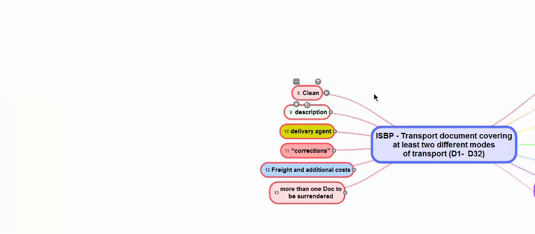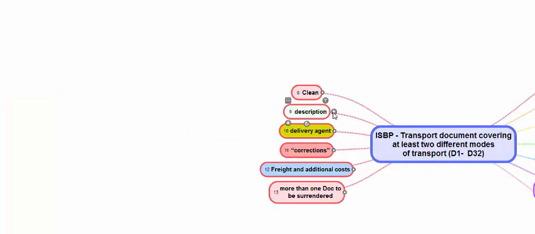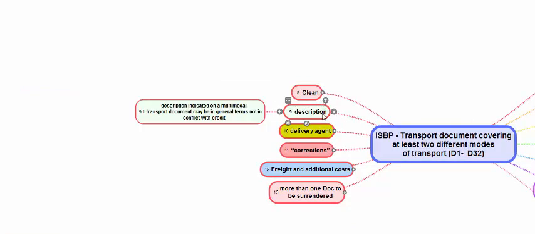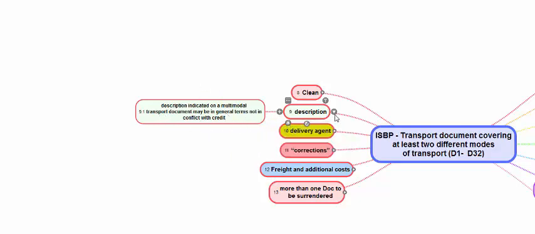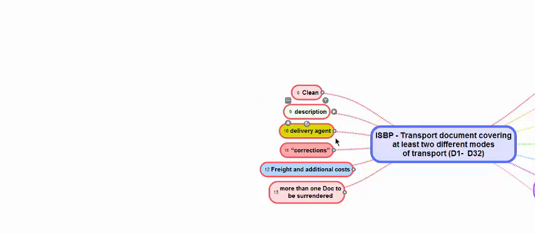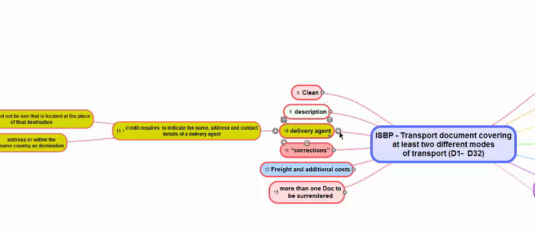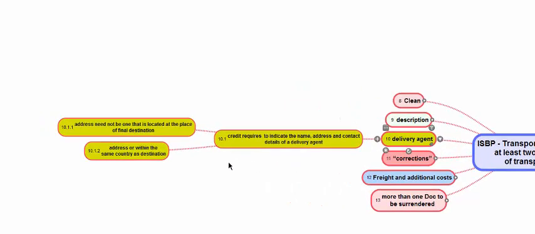A clean transport document will be called for by the credit, and this is what we interpret by clean. What is a description? Description of goods. The description of goods indicated on a multimodal transport document may be in general terms, not in conflict with the credit. It can be in bits and pieces. It need not correspond to what is in the credit. It need not be a mirror image. The only thing is it should not conflict.